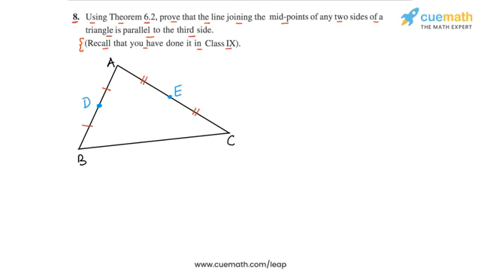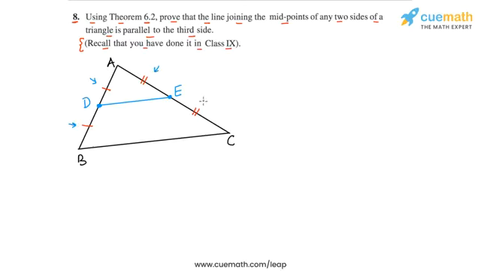Now let's join D and E, the two midpoints. So we have to prove that this segment DE is parallel to the third side BC. And the logic to do this is very simple. The logic to prove this is very simple. We will just calculate the ratio of AD and DB, which will be 1 because both of them are equal.